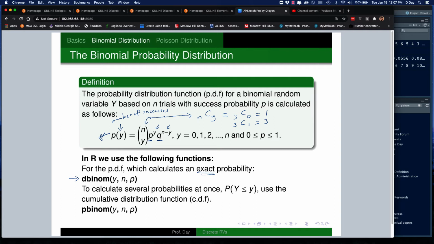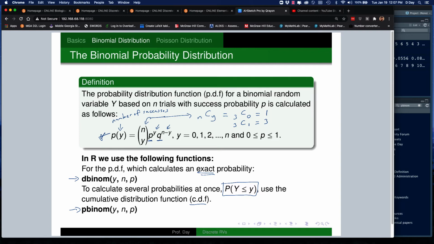If you want to add several events together, in other words, maybe 0 through 10 successes all together, you're going to use the pbinom function down here. This is what we call the cumulative distribution function because it adds several values together. And as a matter of fact, it follows this rule right here. It says the probability that Y is less than or equal to whatever we plug into it.